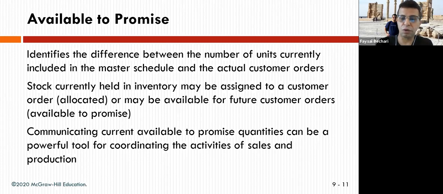So communicating the current available-to-promise quantity can be a powerful tool for coordinating the activities of sales, marketing, and production.